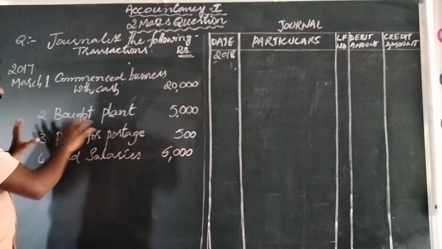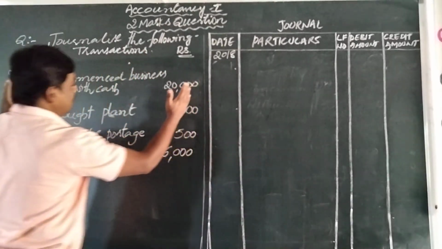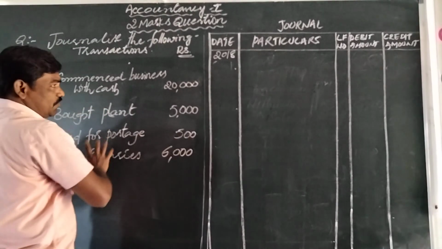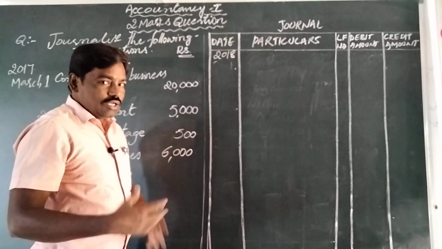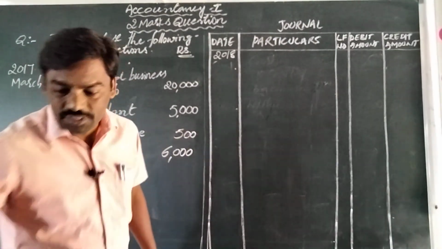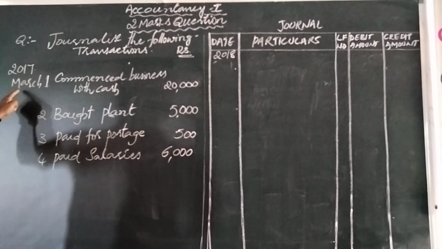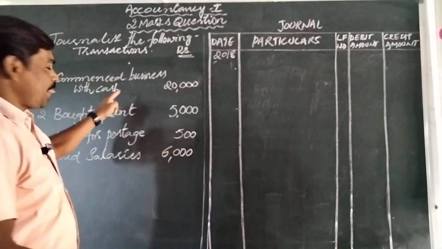For these 4 accounting transactions we need to write journal entries. In the annual examination you will be given this problem, and for this problem we can write journal entries in the journal. Let me explain you one by one. See, first one, what is that? 2017 March 1st commenced business with cash.